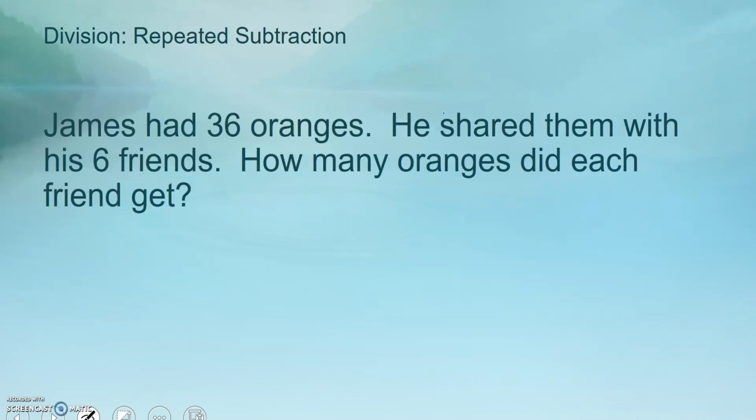James had 36 oranges. He shared them with his 6 friends. How many oranges did each friend get? So my number sentence here is 36 divided by 6. I'm going to use the same strategy as before. I'm starting with my larger number, 36, and I'm going to subtract 6, my smaller number, until I get to 0. So 36 minus 6 is 30.